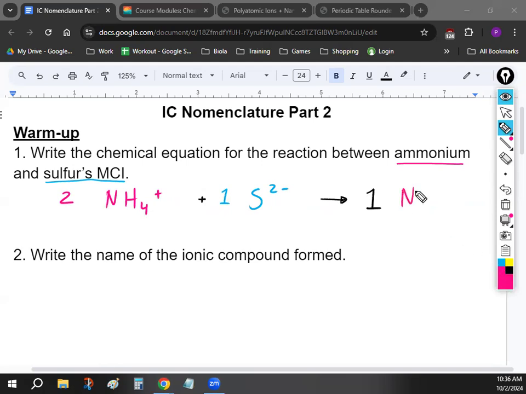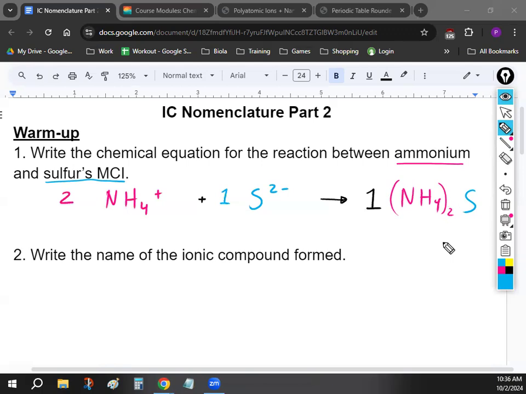And again, the easiest way to do this is just write the cation and the anion next to each other like this. Since you need 2 of the ammoniums, you put parentheses around the cation, and that's it. Okay, so the compound that you make is right here, parentheses NH4 parentheses 2S. Okay.